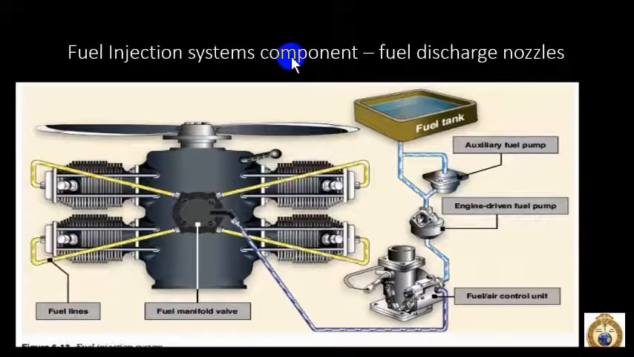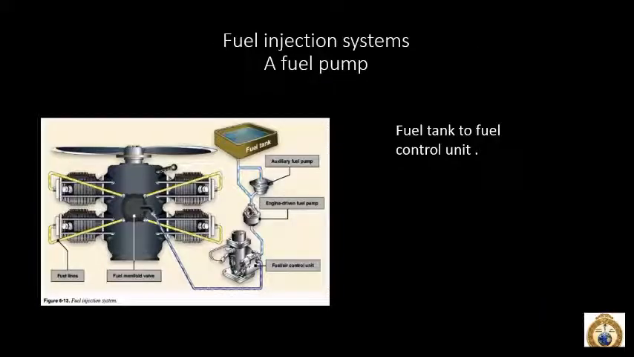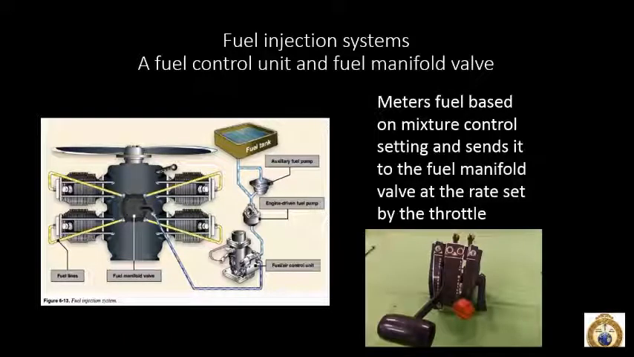And then fuel discharge nozzles, which are the discharge nozzles that go right into the cylinder to spray the fuel air mixture in there. So basically, in short, fuel tank moves the fuel to the fuel control unit. And it meters fuel based on mixture control settings. Here's a mixture lever. Here's a throttle and stuff. And it sends fuel to the manifold by a rate set by the throttle.